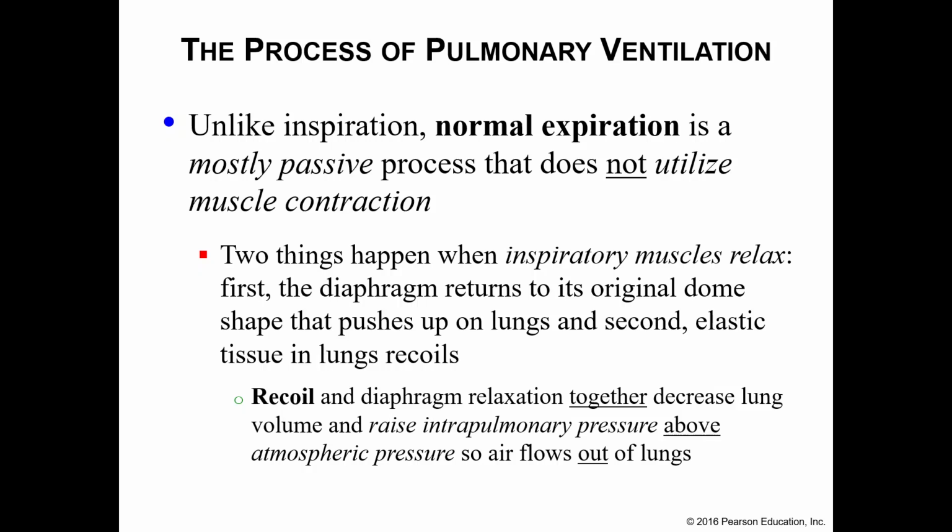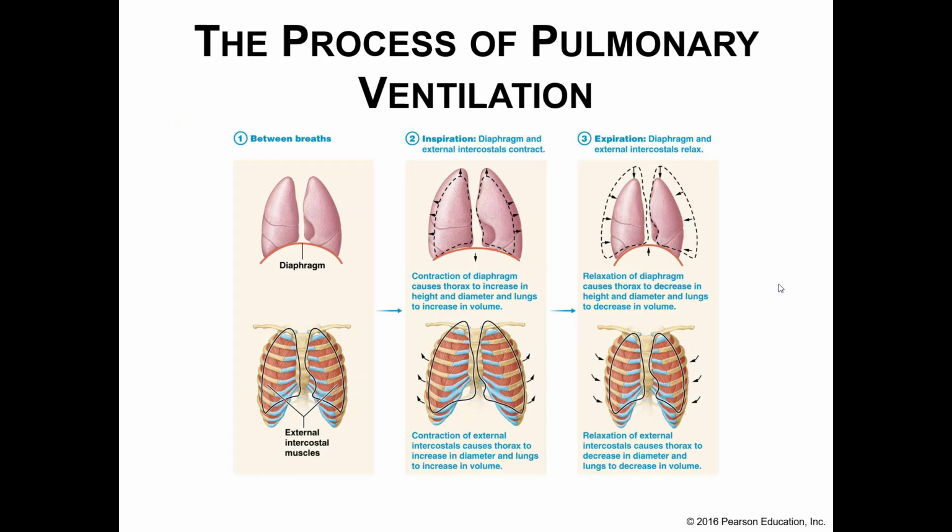We have a lot of elastic tissue in there. So recoil of the lung tissue itself and the diaphragm relaxing, both of those work together to decrease the lung volume, okay, by decreasing the volume of the thoracic cavity. And when this happens, it raises intrapulmonary pressure above atmospheric pressure, so air will flow out of your lungs. Again, lots and lots of words. So why don't we look at this nice picture?